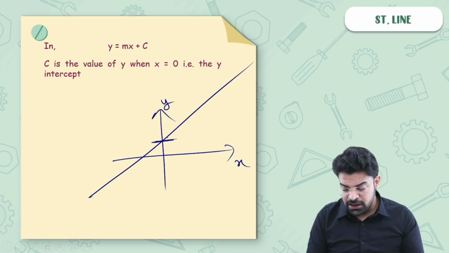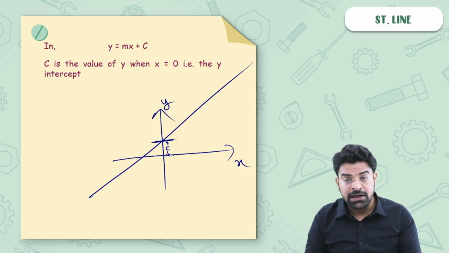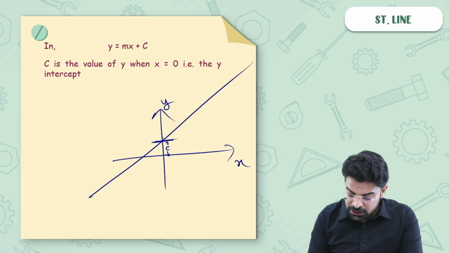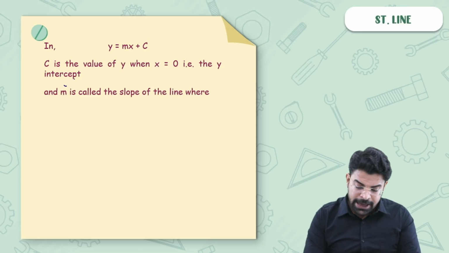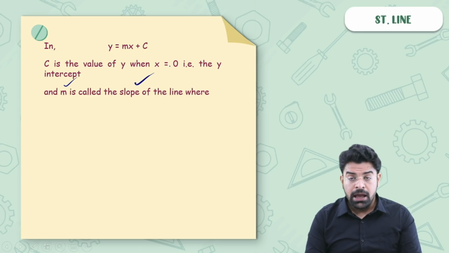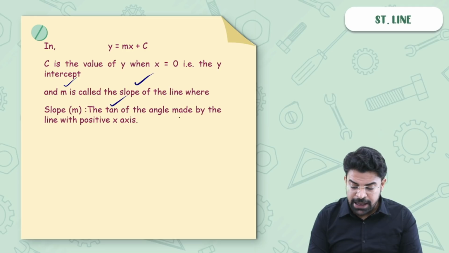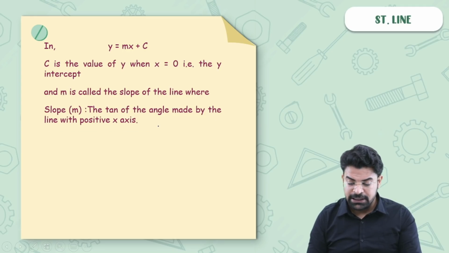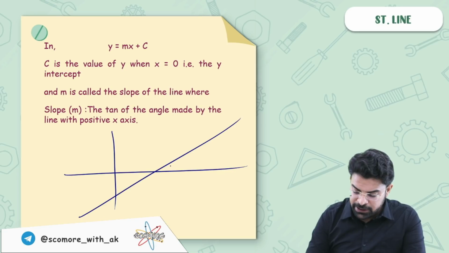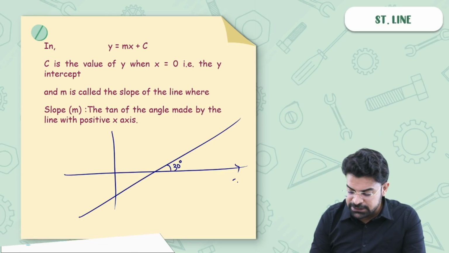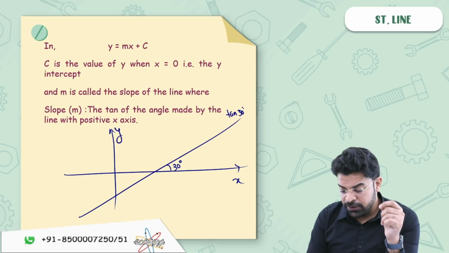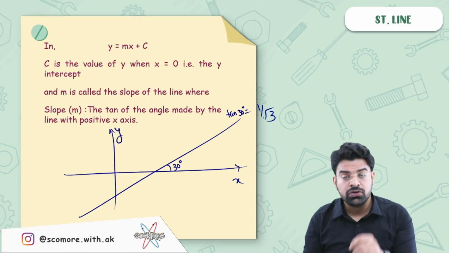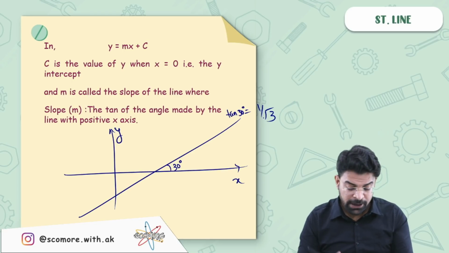The place where the graph cuts the y-axis is called y-intercept and is denoted by the letter c. C is the value of y when x becomes 0. Next, what is m? M is called slope, and slope is the tan of the angle made by the line with the positive x-axis. So if you have a line making an angle of 30 degrees with the positive x-axis, you say the slope of this line is tan 30 degrees, and we know that tan 30 degrees is 1 by root 3. So the slope of this line comes out to be 1 by root 3.